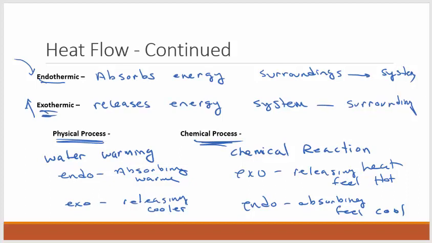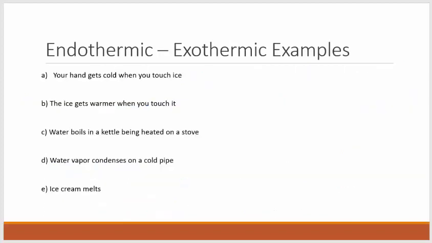So whenever you're looking at a process, the first thing you've got to do is determine, are we talking about a physical process or a chemical process? All right, let's take a look at some examples.